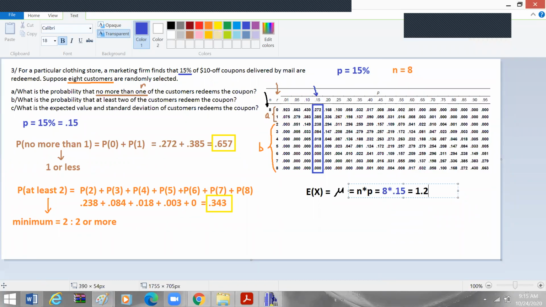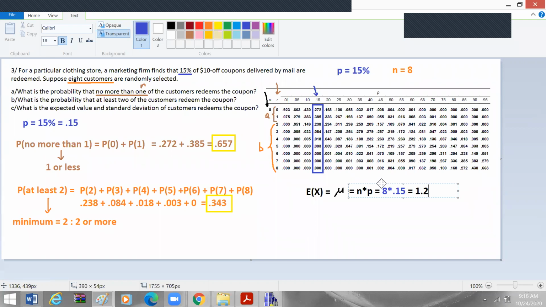So what does that mean, 1.2? This number tells us that on average, there will be more than one person. I can't tell you 1.2 persons, that doesn't make any sense. So there will be more than one person who actually got the $10 coupon and delivered if we randomly select 8 people. So if we select 8, on average more than one person is going to get the coupon, deliver, and redeem. Okay, so this is what it means. Are we good?